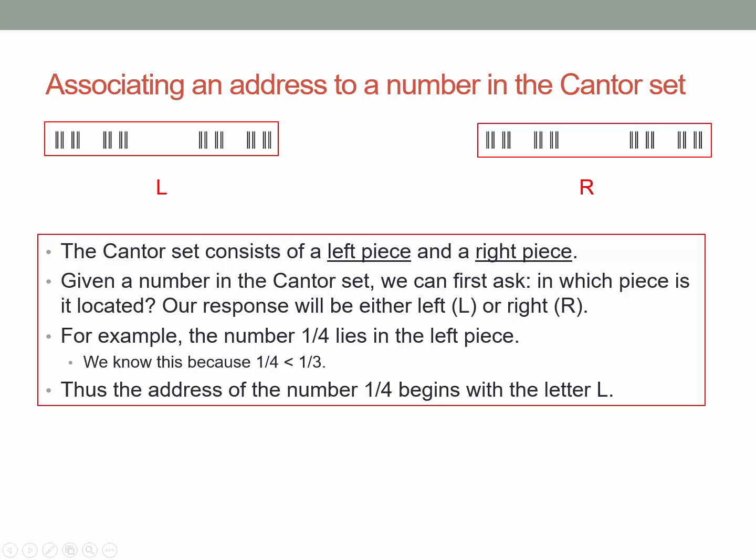The example that I'm going to work with here is the number 1/4. This is a number in the Cantor set. In fact, it lies in the left piece. How do I know this? Well, I know that the left piece goes from 0 to 1/3, and 1/4 is between 0 and 1/3. 1/4 is less than 1/3, so the number 1/4 must lie in the left piece. What that tells us is that the address of the number 1/4 begins with the letter L.